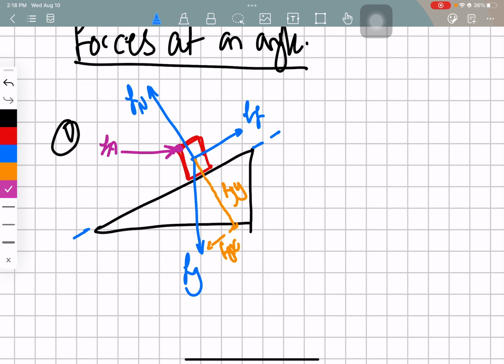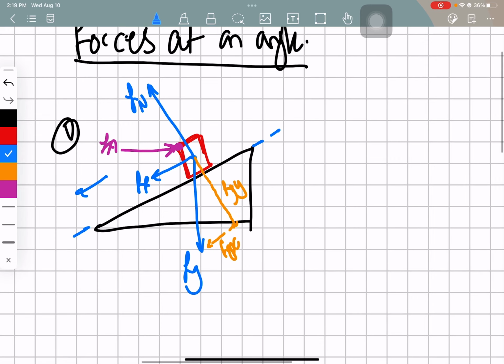If it's pulling in this direction, the first thing that's going to change is the friction. It depends on the scenario. The friction depends on where the object is moving. Let's say the object is moving in this direction, with this direction being positive and down being negative. It depends on the applied force. If the object is going downwards, then the friction is going to be upwards.